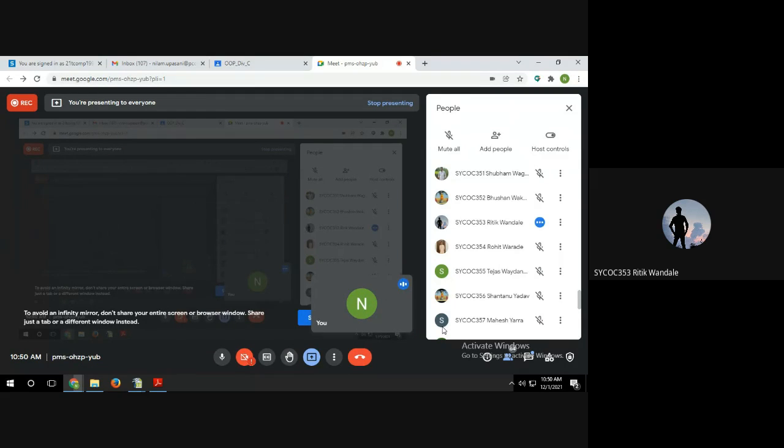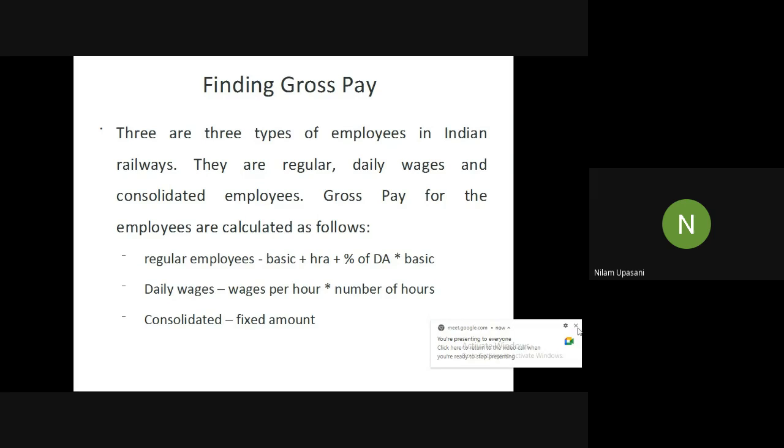Ritik, ma'am. Just as explained by Ritik, for calculation we are also using different parameters here. For regular employees, we are using this input: basic, HRA and DA. For a daily wages worker, we are using these two parameters, number of hours and wages per hour, which is also called rate per hour. And for consolidated, it is only one single input.